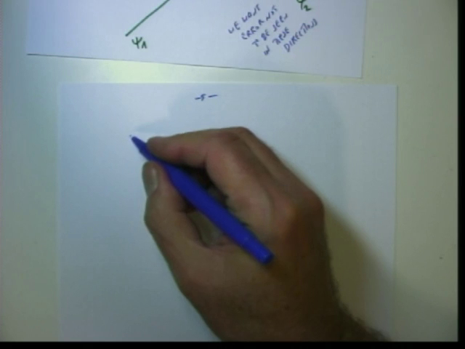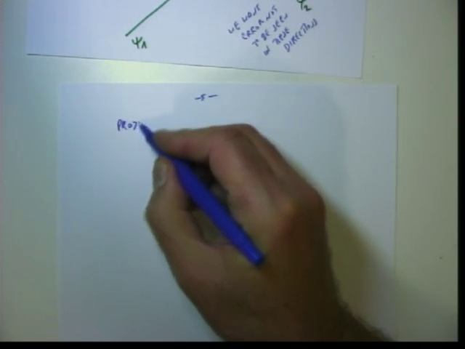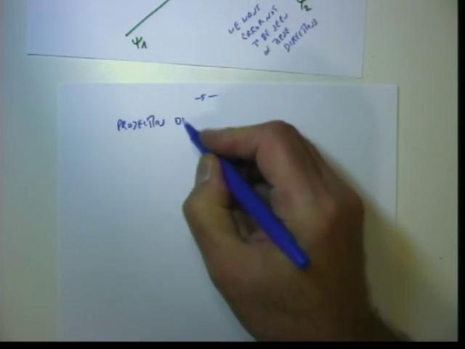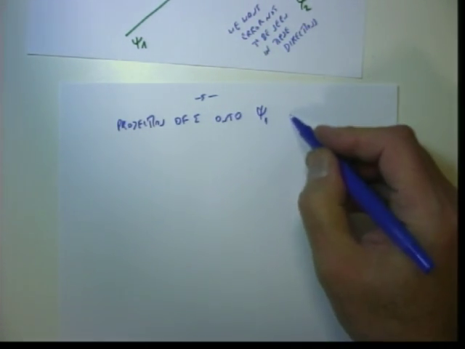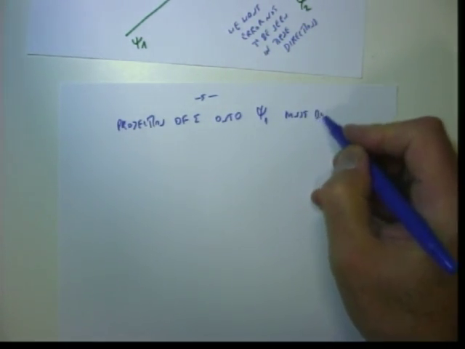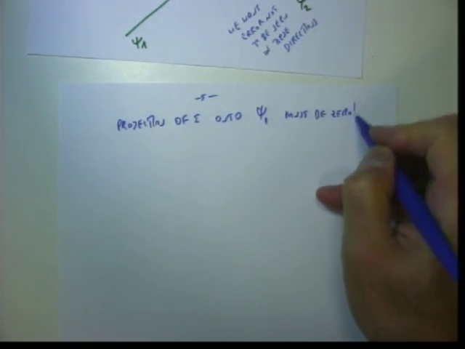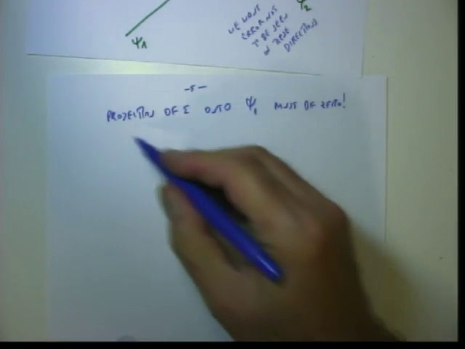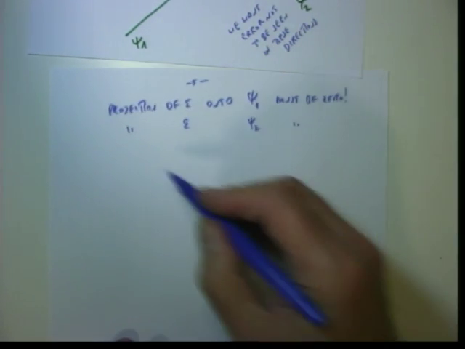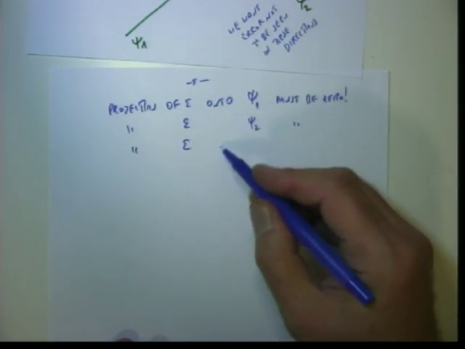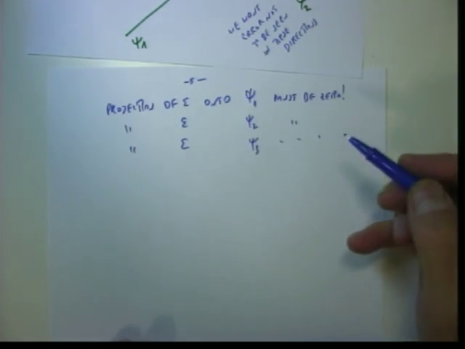So what I do is as follows. We say the projection of epsilon onto psi1 must be 0. Likewise, the projection of epsilon onto psi2 must be 0. The projection of epsilon onto psi3 must be 0.